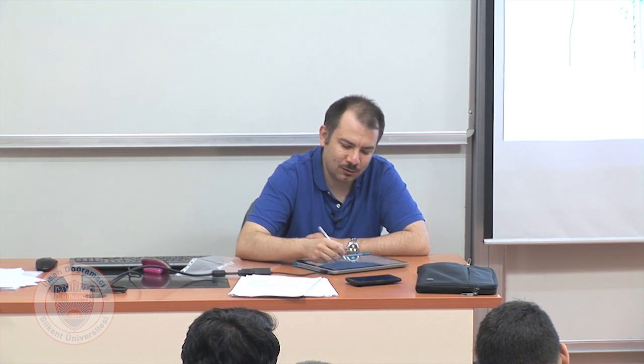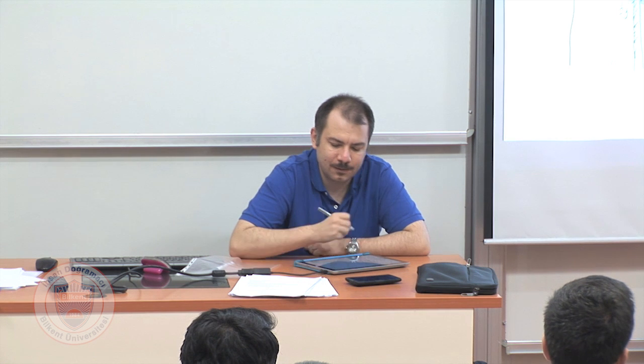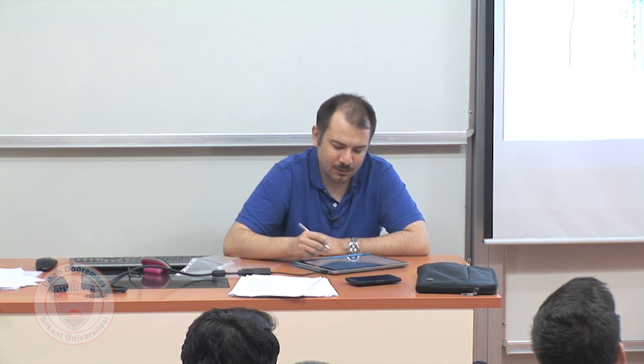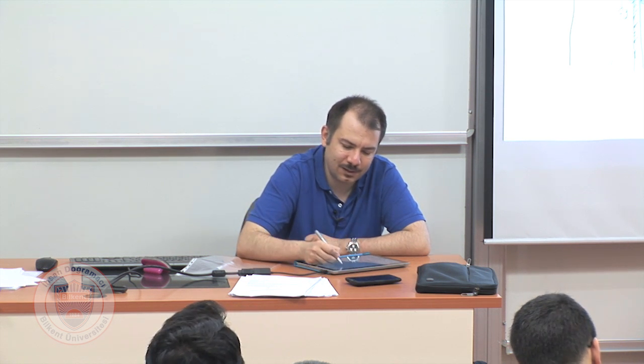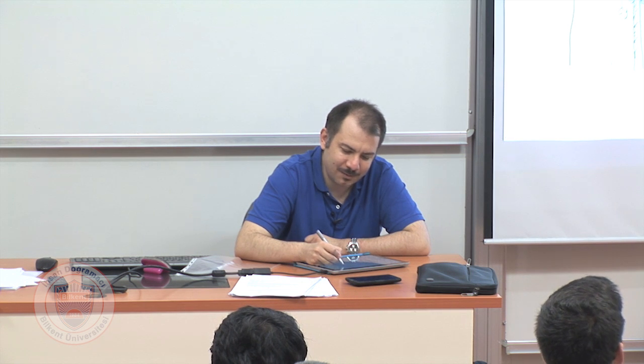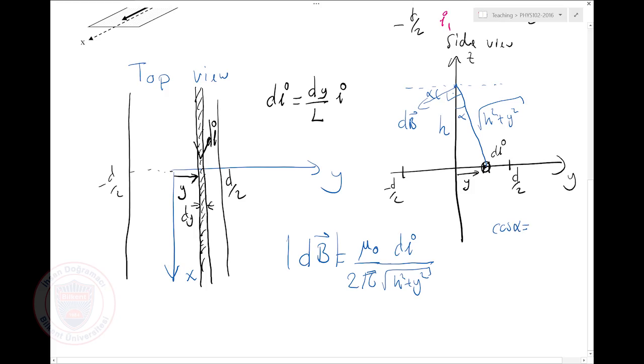I actually need to find out, if this angle is alpha, the cosine of that angle. If that angle is alpha, what's the angle here? It's alpha again, right? This is 90 minus alpha, so it's alpha again. So what's cosine alpha? Cosine alpha is H over the square root of H squared plus Y squared. Excellent.